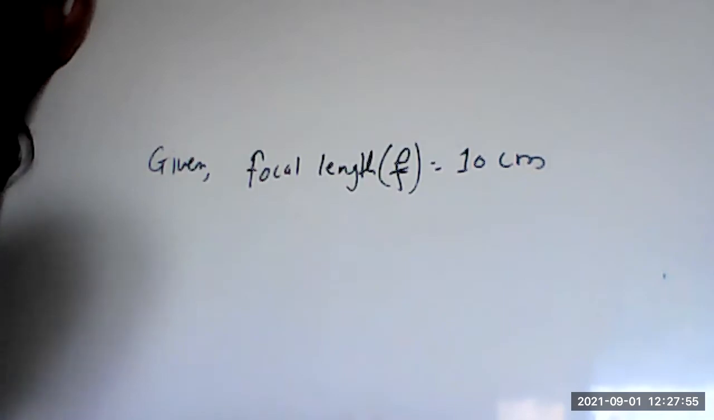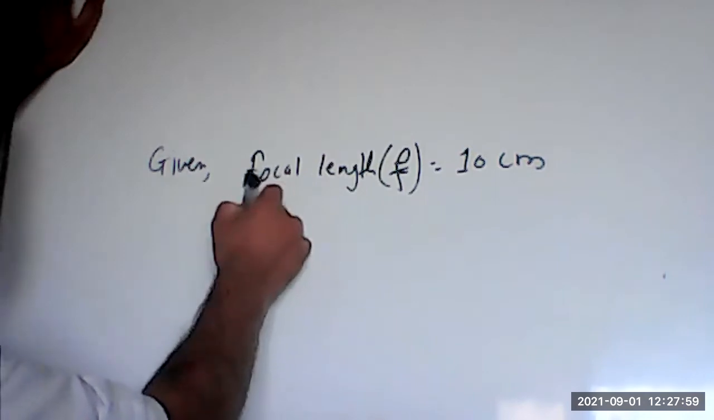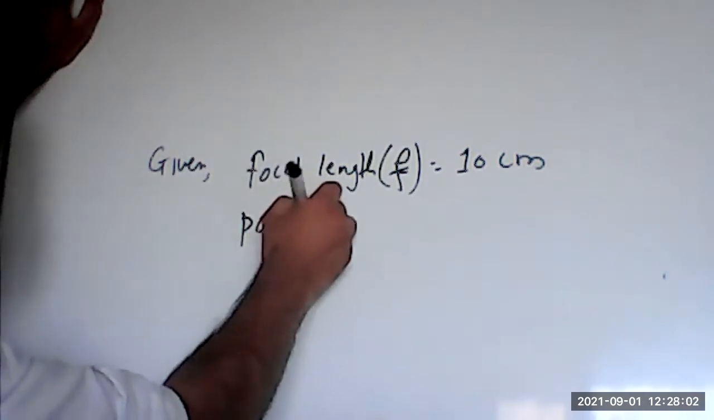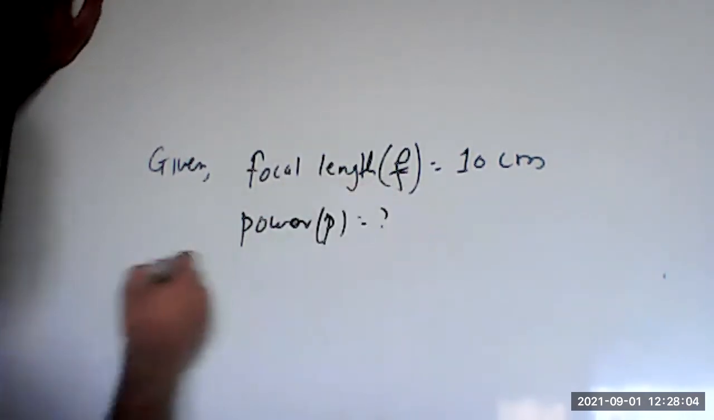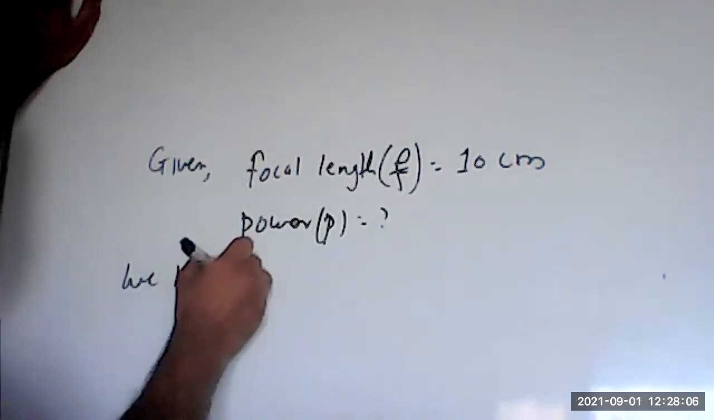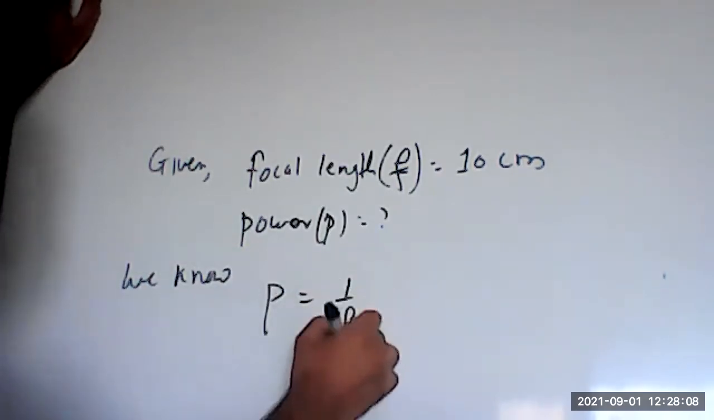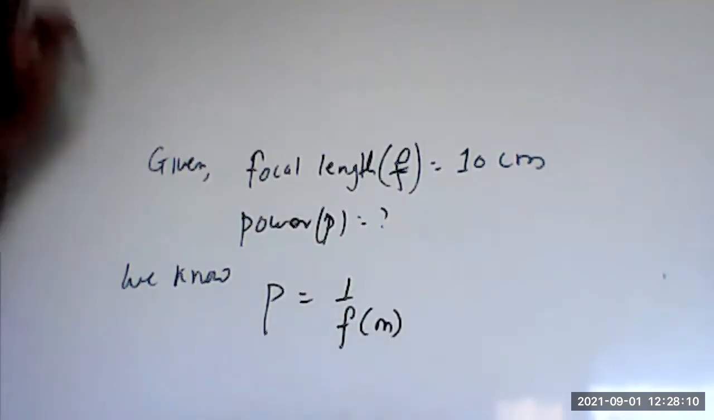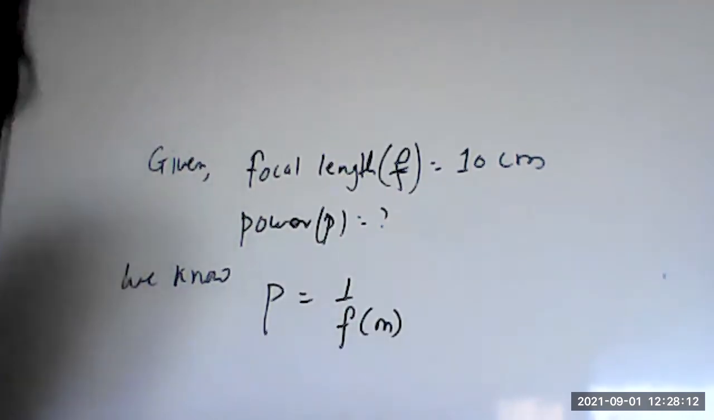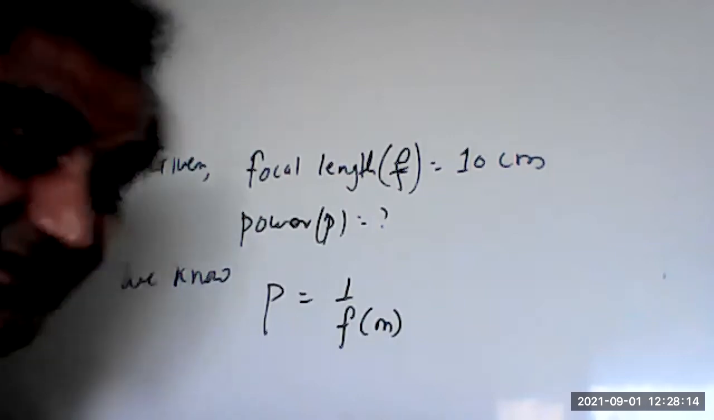Which lens? Convex lens. Then what is there in the question? Calculate power. P is equal to what? We know P is equal to 1 by F, but F must be written in meter. What is given for F?